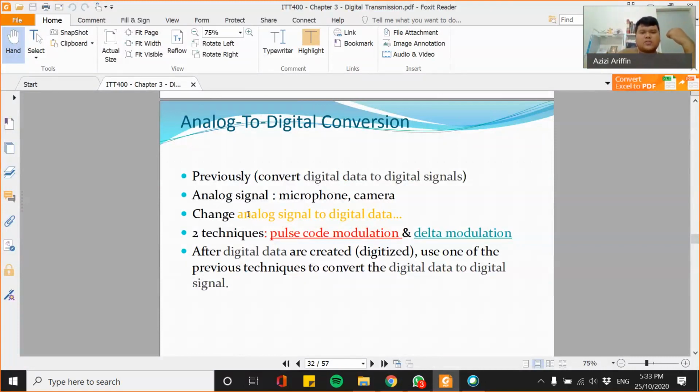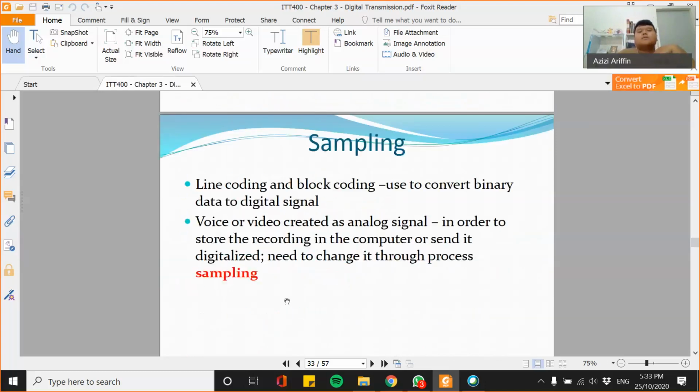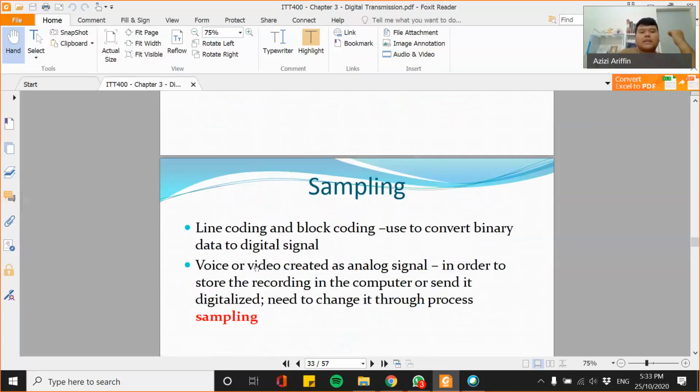So we need to change analog signal to digital data. There are 2 techniques for converting from analog to digital. First we use PCM, a very famous one, pulse code modulation, and delta modulation. So after digital data is created, digitized from the analog signal, only then do we use the previous techniques to convert digital data to digital signals, right? Line coding and block coding are used to convert binary data to digital signals.